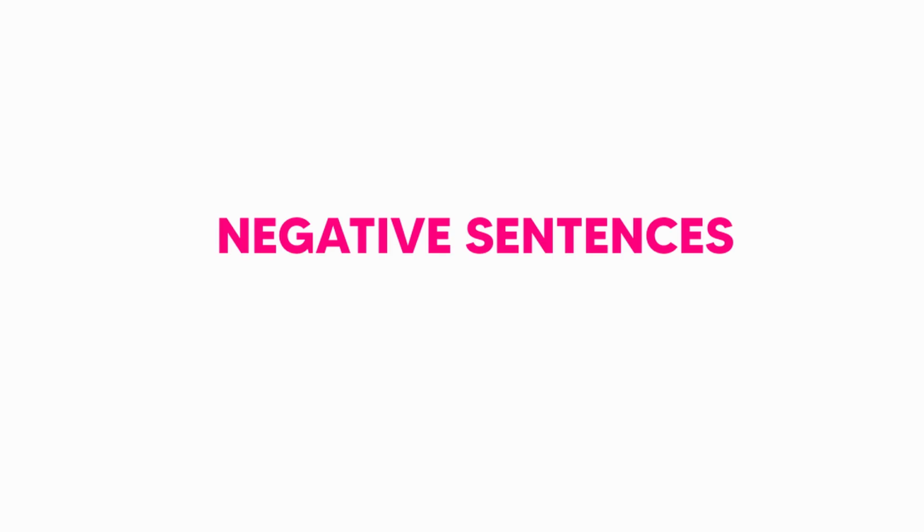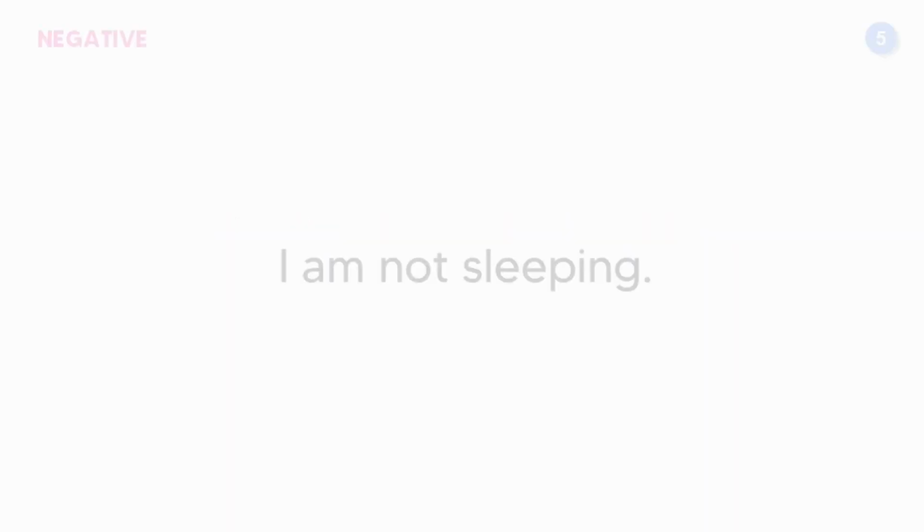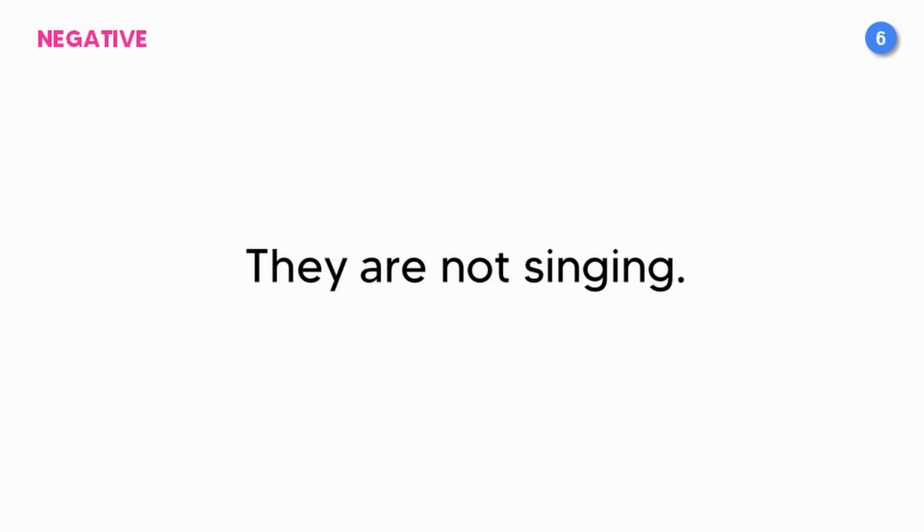Right, let's have a look at a few negative sentences. Change these sentences into past continuous. I am not sleeping. Have you got it? Number 6, they are not singing. What is it? Number 7, it's not working. What's that in the past?